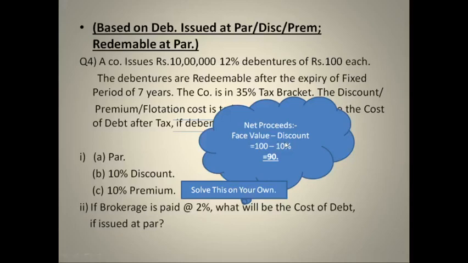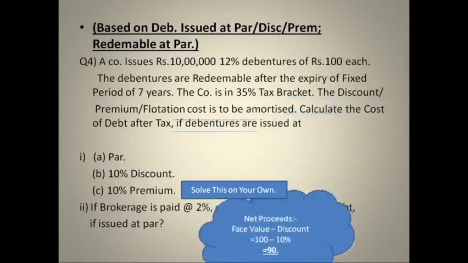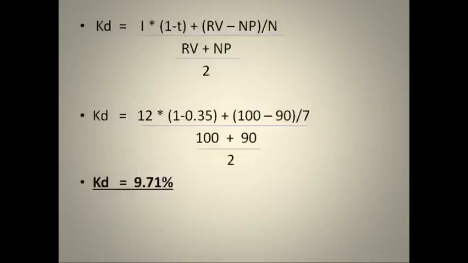And the face value given in the question is nothing but rupees 100 and the discount rate is 10%. So the net proceeds that we get is equal to rupees 90. Now, finally, we have all the values of RV, NP, N, interest, tax rate, everything. Simply substitute and check if you are getting the final answer for cost of debentures issued at 10% discount as 9.71%. Right, my dear friends?